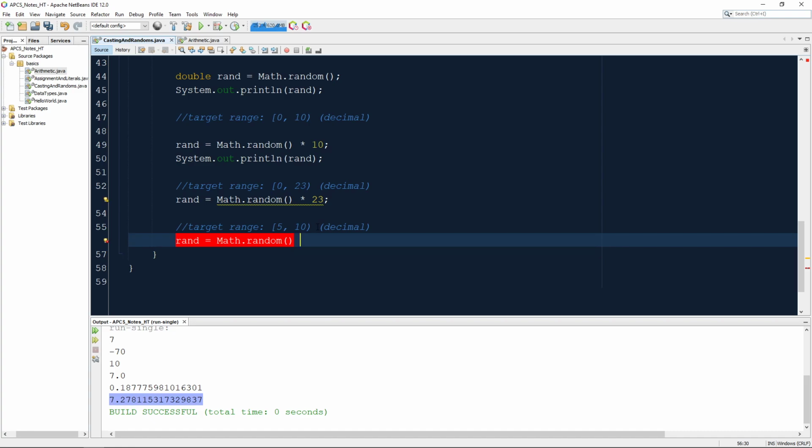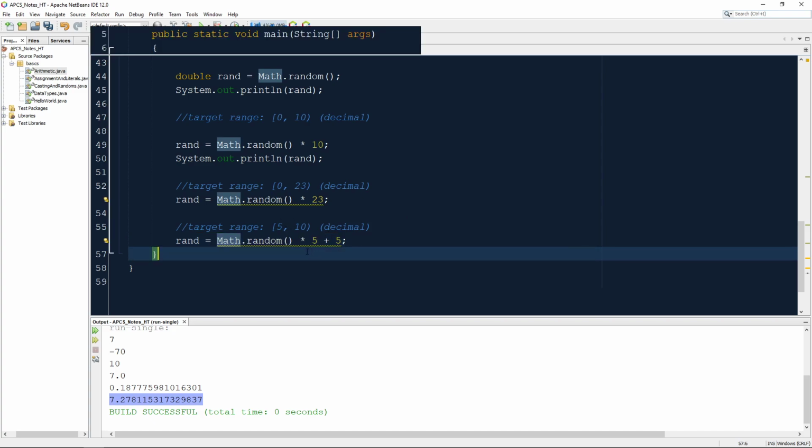So in this example, we should try multiplying not by 10, but by 5, and then adding 5. So if we're not sure that this works, let's prove it. Again, we'll test on the lower bound with random being 0, and we'll test on the upper bound with random being 0.9 repeating. So if random is 0, 0 times 5 is 0, 0 plus 5 is 5. That is our lower bound, what we wanted, so it works at least for the lower bound. How about the upper bound?